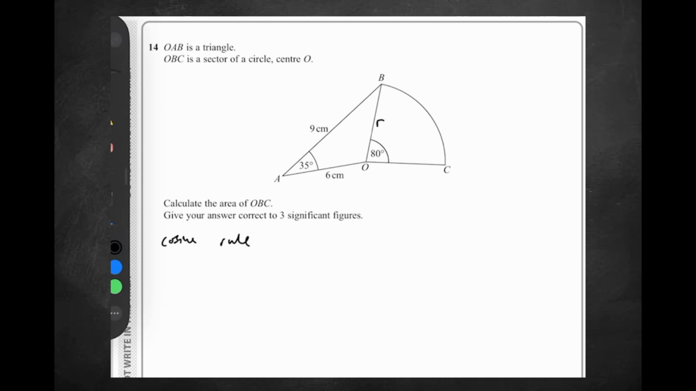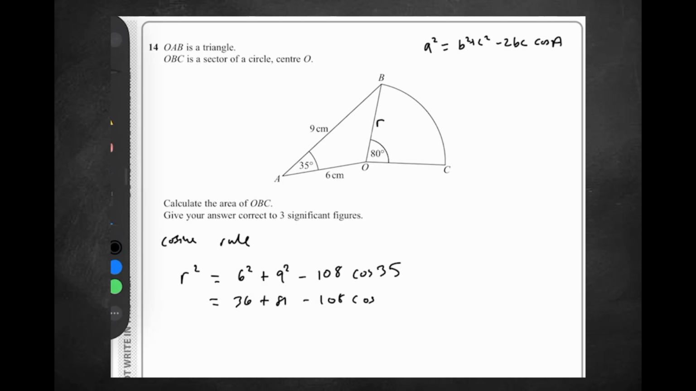So if you head to your formula sheet, the cosine rule is just a squared equals b squared plus c squared minus 2bc cos A. So in this example, r is going to be a in the cosine rule. So therefore, we need r squared equals b squared, which is going to be 6 squared, plus c squared, which is going to be 9 squared, minus 2 times 6 times 9, and 6 times 9 is 54, 2 times that is 108, cos 35. 36 plus 81 minus 108 cos 35.